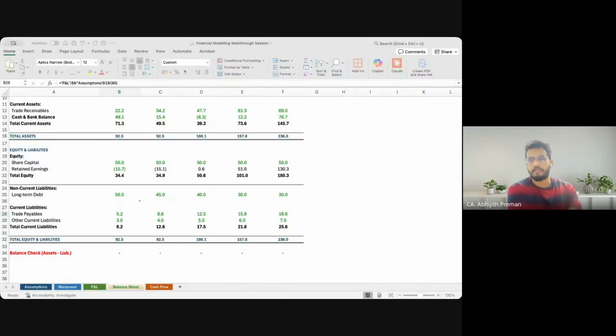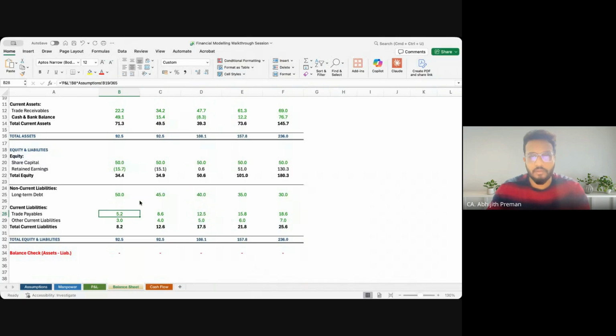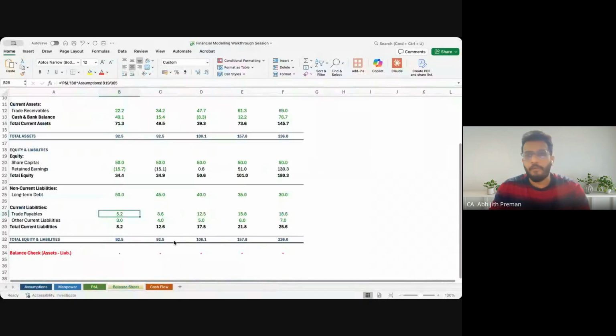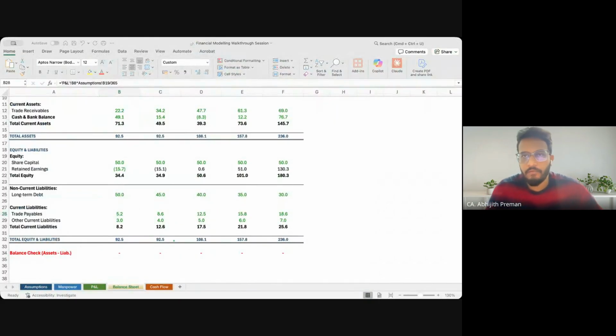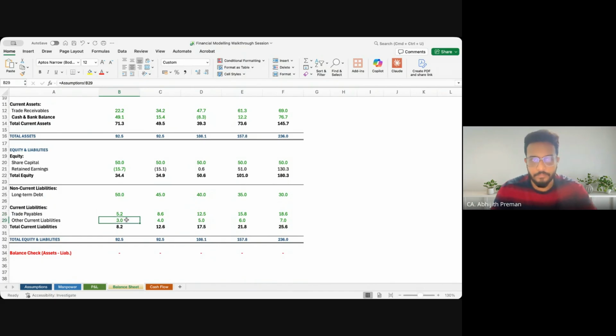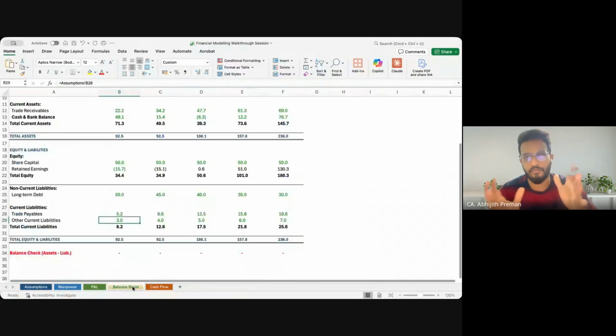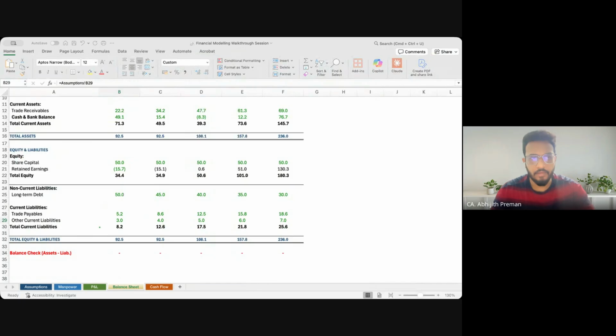Which means that if we are getting 30 days credit from our supplier, then at the end of the financial year, out of the overall COGS of 63 lakhs, 5.2 lakhs would be payable, will be outstanding. Then other current liabilities I have assumed as random numbers, which we have already seen in the assumption sheet. Again, this can also be linked to some sort of formula. Then we have the total current liabilities of 8.2, 12.6, like that.